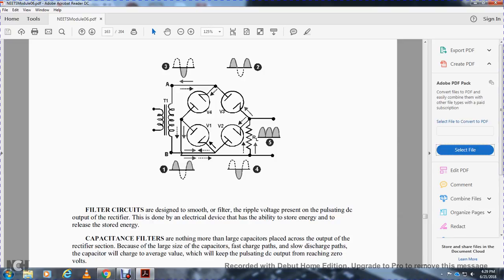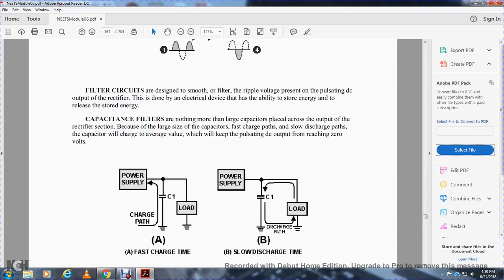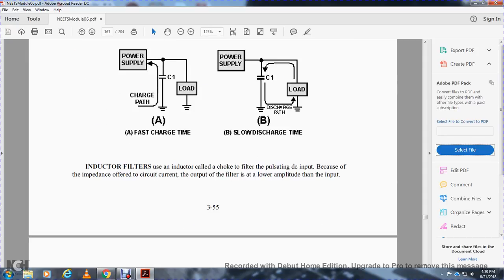Filter circuits are designed to smooth and filter the ripple voltage present in the pulsating DC output of the rectifier. That is done by electronic devices that have the ability to store energy and release stored energy. Capacitor filter circuits are nothing more than large capacitors placed across the output of the rectifier section. Because of the large size of the capacitor, it charges fast through the load and discharges slowly through the capacitor, which keeps the pulsating DC output at an average value and from reaching 0 volts. This is the fast charge and slow discharge timing.